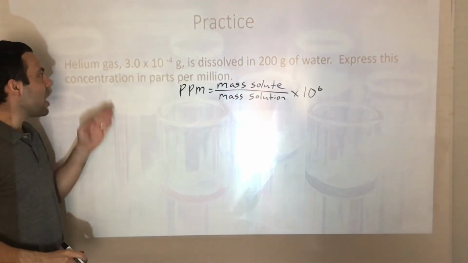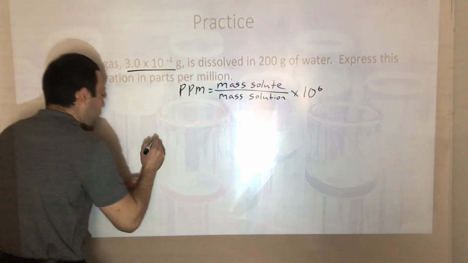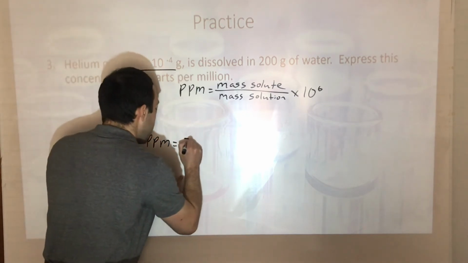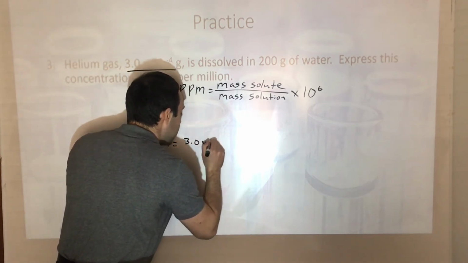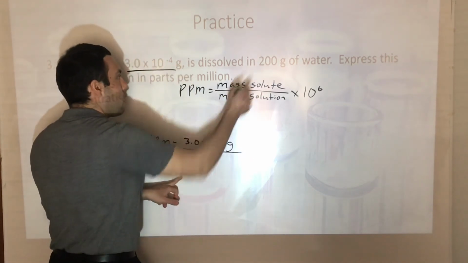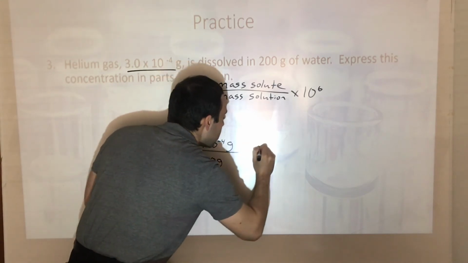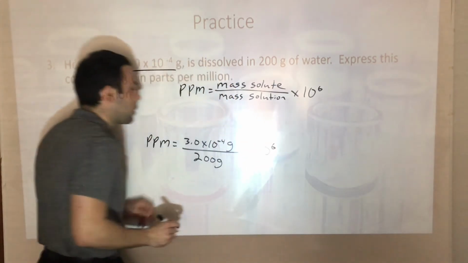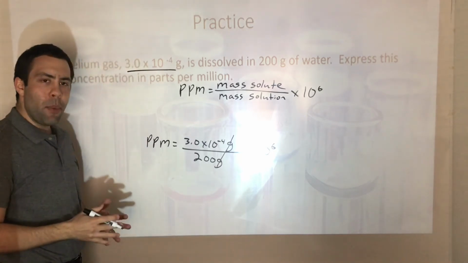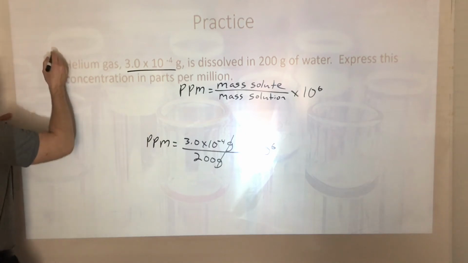Our mass of solute is given in scientific notation. That's okay, we'll still plug in. ppm equals 3.0 times 10 to the negative 4th grams over mass of solution, 200 grams, times 10 to the 6th. Grams and grams cancel out. And when I put this in my calculator, I would be very careful. So I'd start off one step at a time.